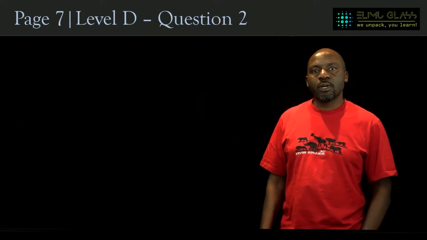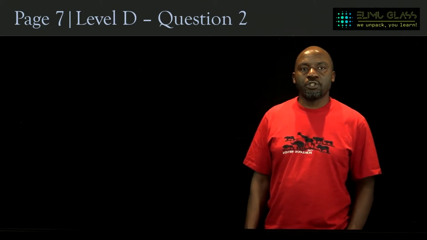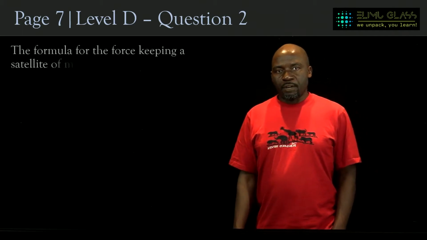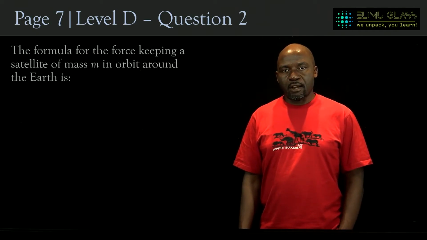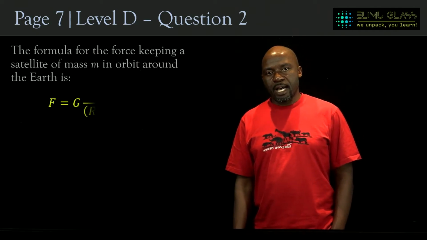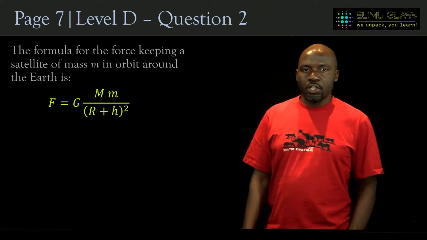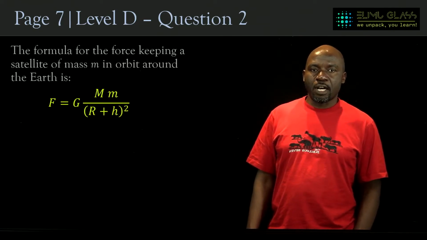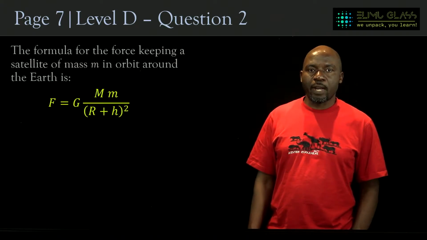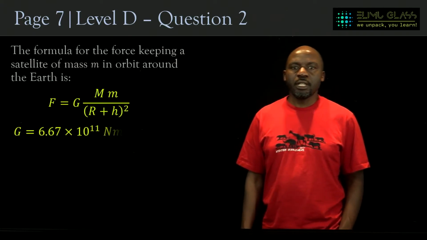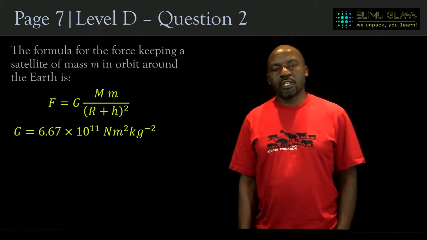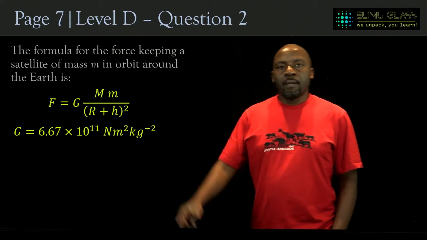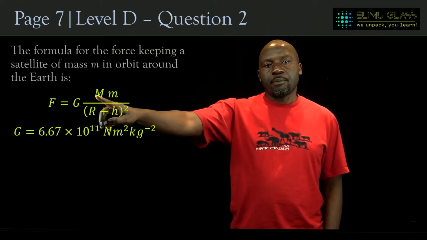Right, let's go to the next one. On page 7 and level D questions, we are looking at question number 2. The formula for the force keeping a satellite of mass m in orbit around the Earth is given by force is G times capital M times m over (r plus h) squared, where G, given by that value, is called the universal constant of gravitation. M would be the mass of the Earth, capital M.